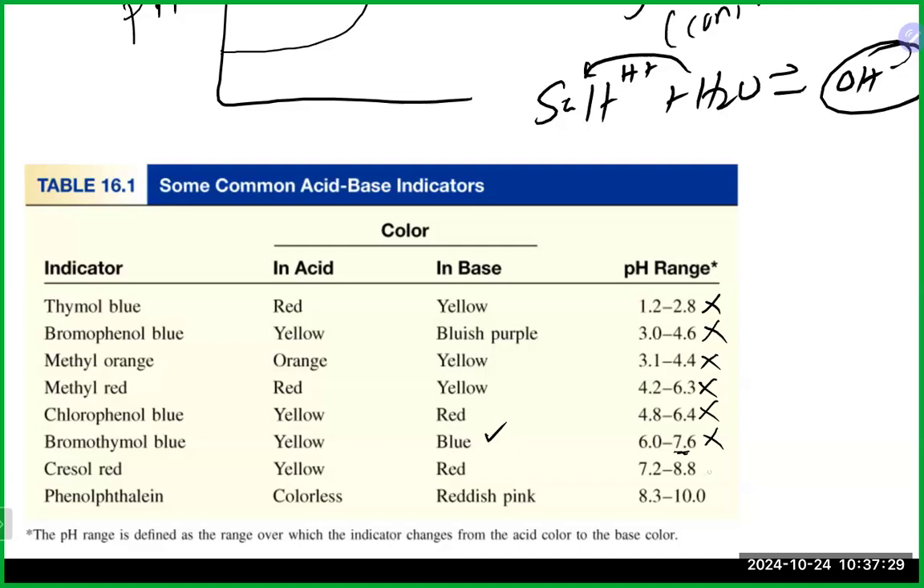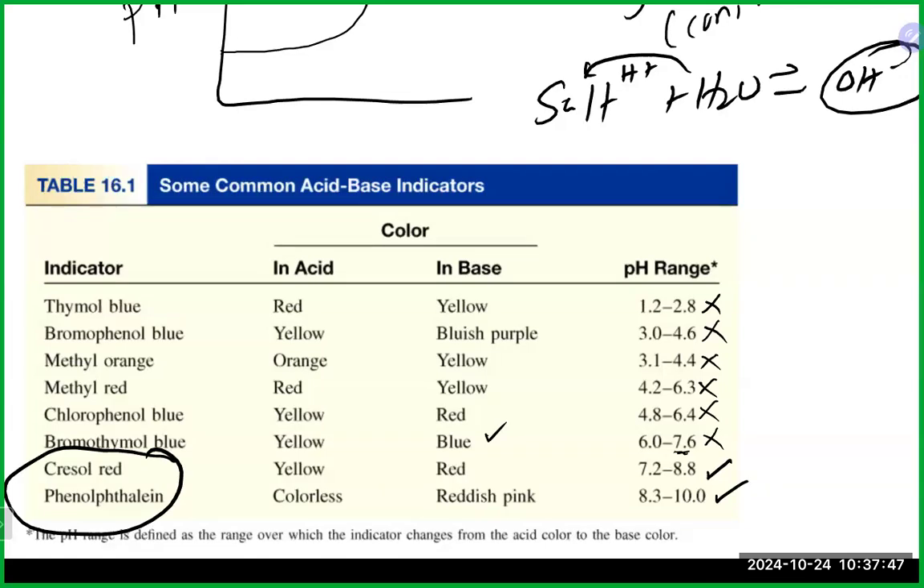This guy, cresol red, is an option, right? That at least takes you into the 8.8 range. And definitely our good friend phenolphthalein is also a choice. So these two out of that list would be perhaps appropriate to choose.